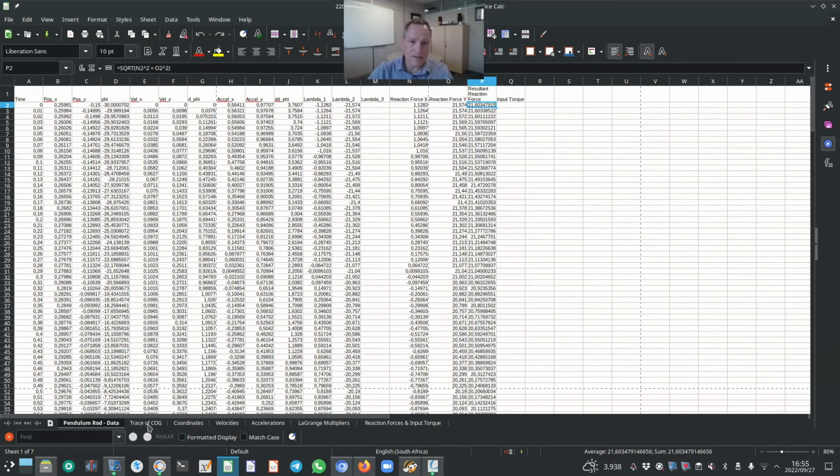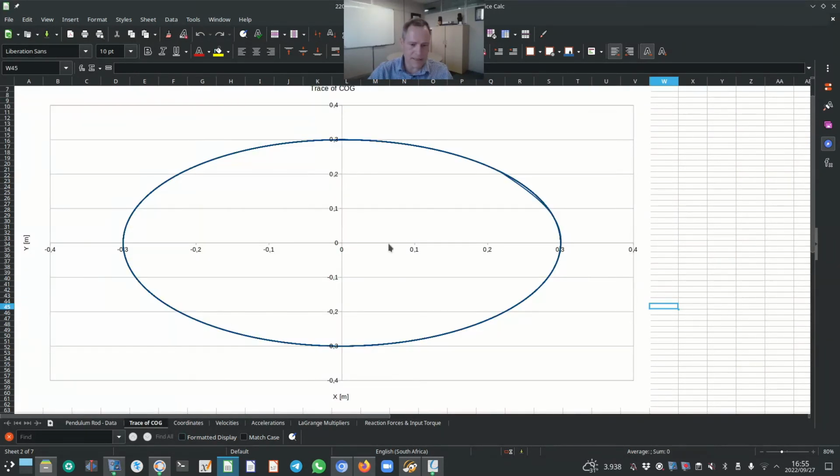Let me show you the results. So this is the trace of the center of gravity of the pendulum rod, and the trend is the same as before. The aspect ratio is wrong, but the intersection is at plus 0.3 in the y, minus 0.3 in the x, minus 0.3 on the y, and plus 0.3 on the x. What you see here is a little bit worrying.